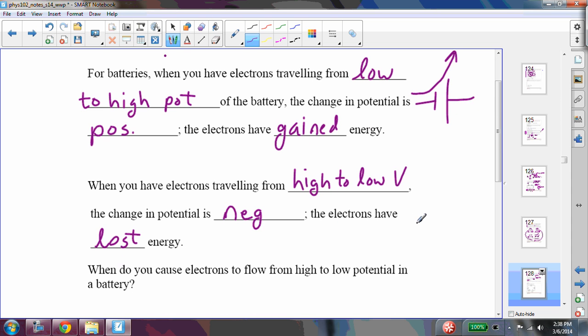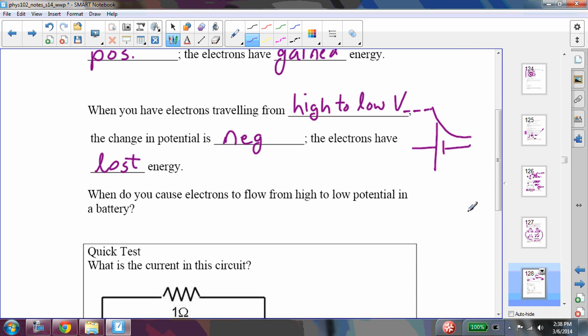All right, so that would be like, for example, having a battery set up like this. The electrons come along here, they have a lot of energy, but then they lose it. All right? When would you want to do this? When would you want to cause electrons to flow from high to low potential in a battery? Why would you want to have a scenario set up like this where you have electrons going into a battery, losing energy, and then coming out the other side with less energy than what they began with?